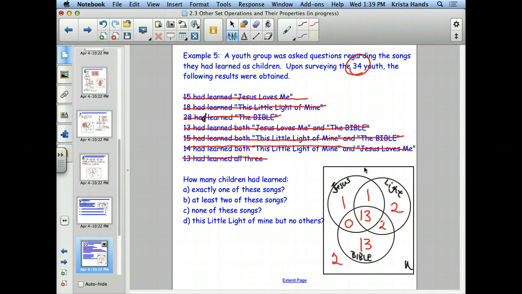All right, so we're going to answer these questions then. These questions are a little bit more complicated than the last question. You're going to be seeing some questions that use these kind of phrases, so I want to make sure you saw it here first. Exactly one of these songs. What in the world is that talking about? The ones that are the circles on the outside, right? So which numbers am I looking at if I'm looking at this one? This 1, this 2, and this 13. Those are the exactly one songs. 1 plus 2 plus 13 is a total of 16.